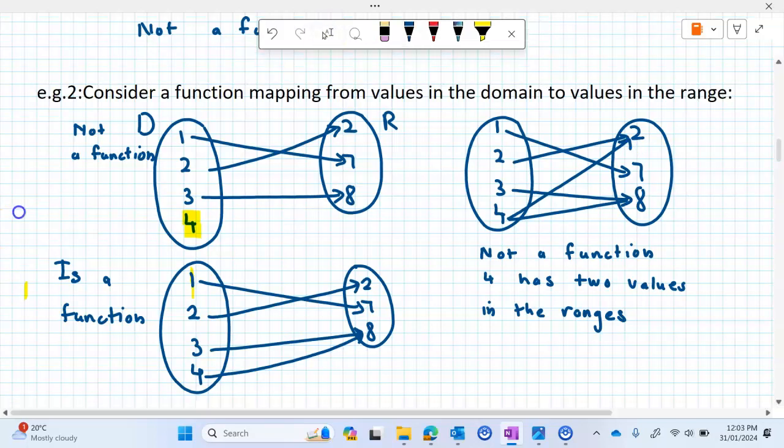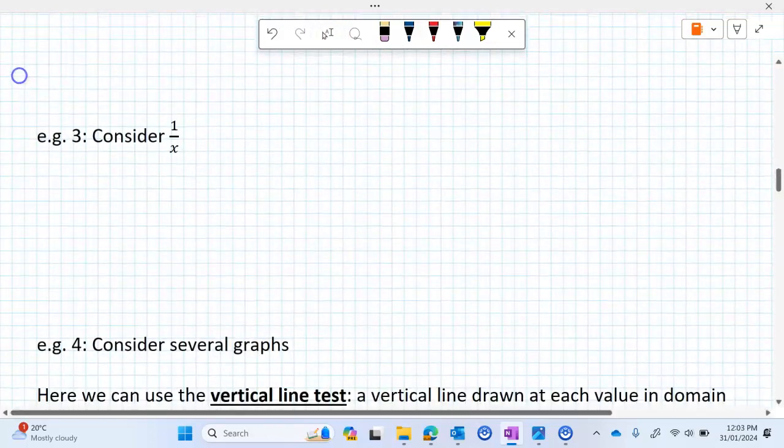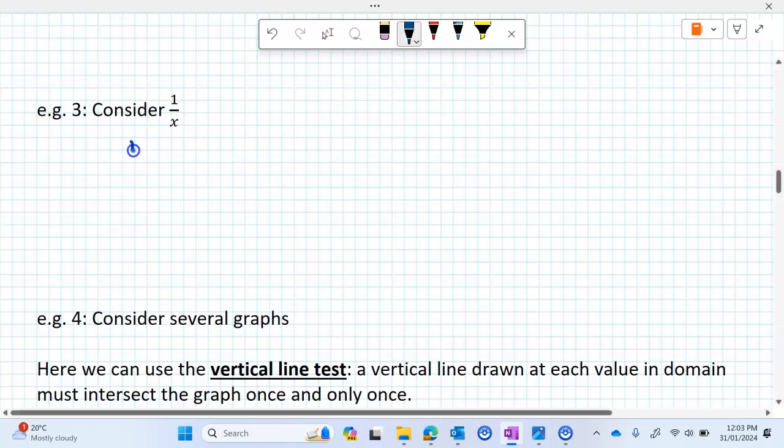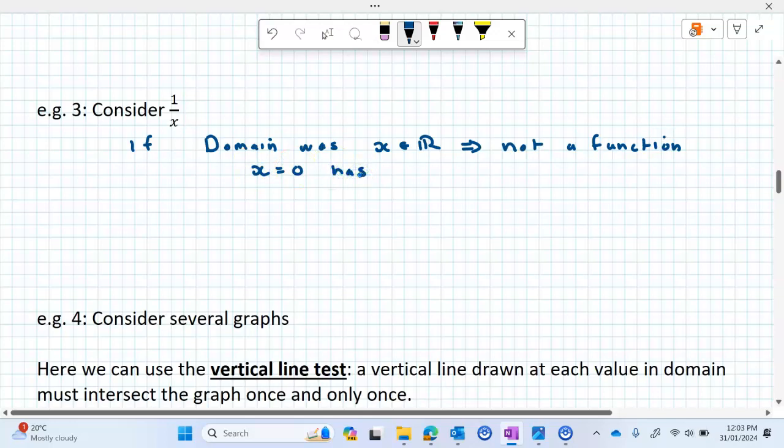Okay, alright, let's look at another example. Let's consider 1 on x. Now, if the domain was every real number, then this would not be a function. Why not? Well, x equals 0 would have no value in the range, or another way of saying that is no image. Remember, image is the output value for a particular input value, or domain value.